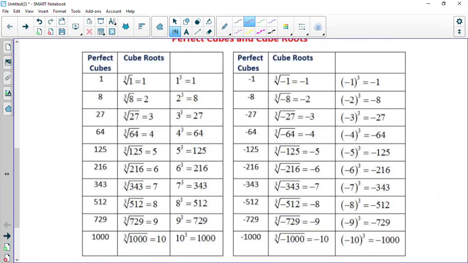Alright, so let's come down here. And I'm not going to spend really much time on this, but this is just the perfect cubes. So if simplifying square roots was easy for you using just the perfect square method, then you could do the same thing with cubes. So here's your list of perfect cubes, and you can use that to help you.